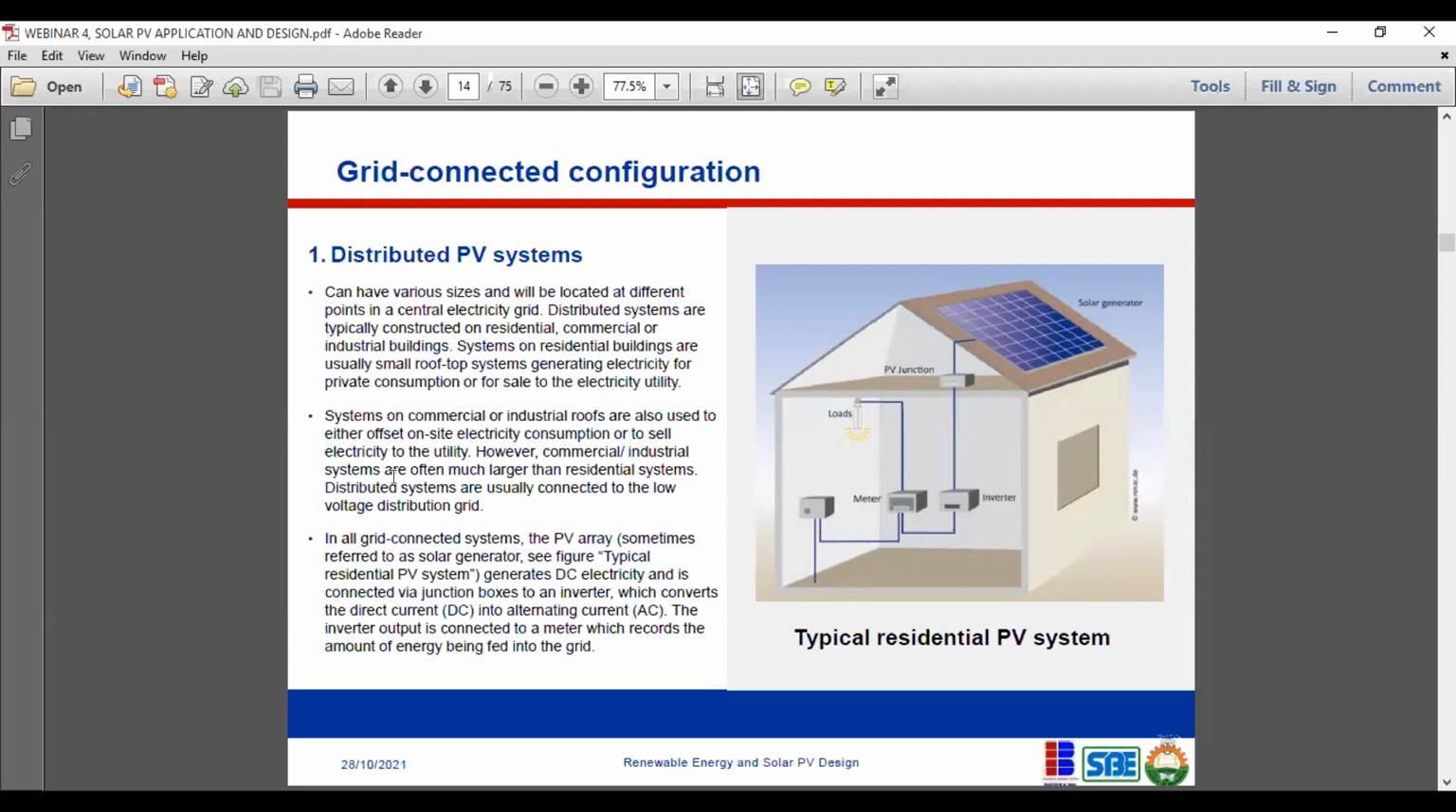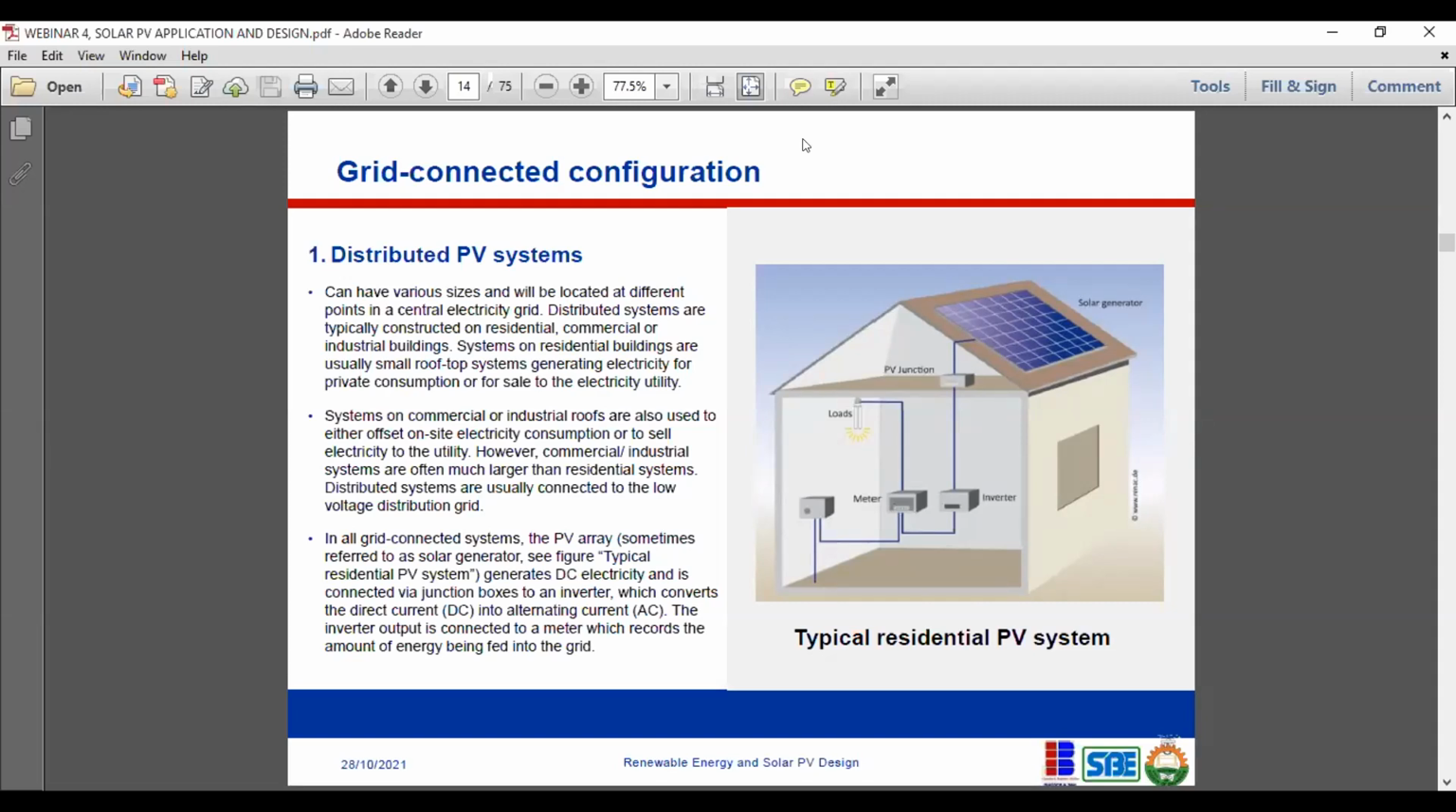So when we're talking about the distributed PV system, distributed means that you can have them in several locations and several sizes, but they are all connected into the same distribution network. So they are all feeding into the same distribution network. And the person who is using it might be at a different location. As long as the person is on the distribution network, the person can be able to use that energy.